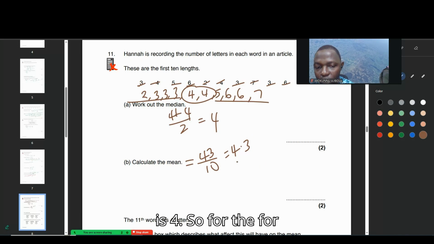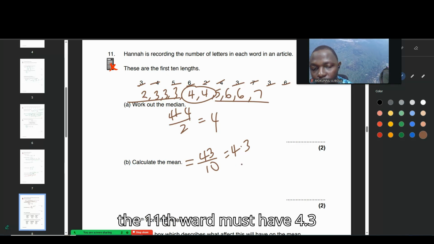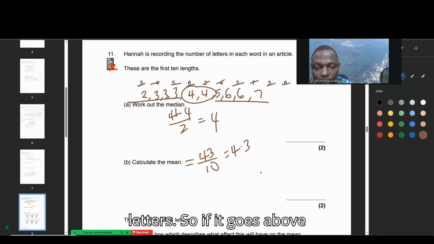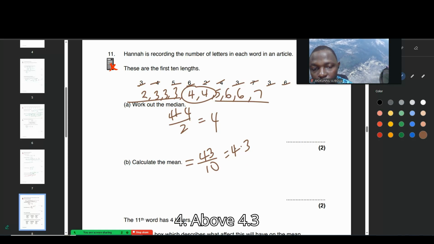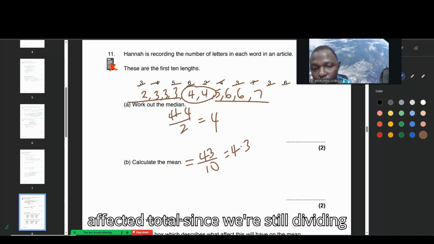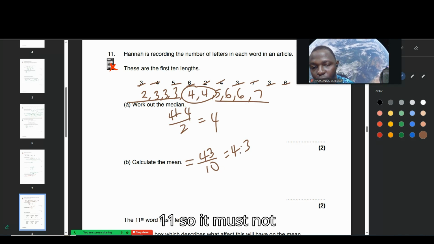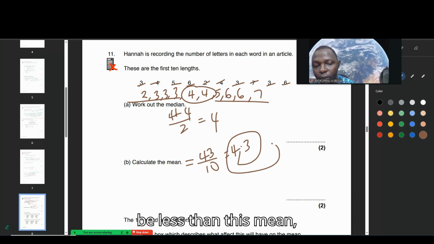So for the mean to remain the same, the 11th word must have 4.3 letters. So if it has above 4.3, the mean will increase because it will affect the total, since we are still dividing by 11, so it must not be less than this mean.